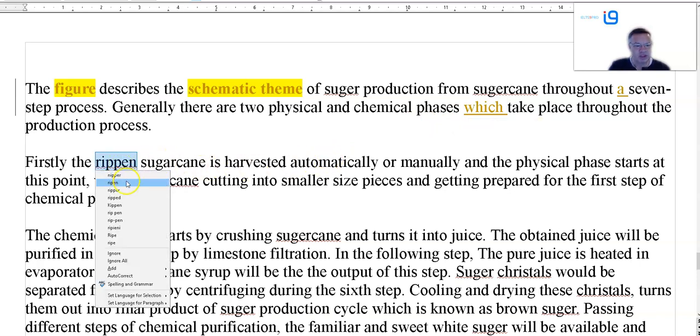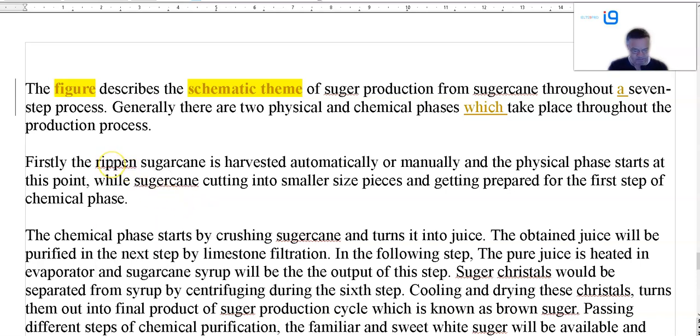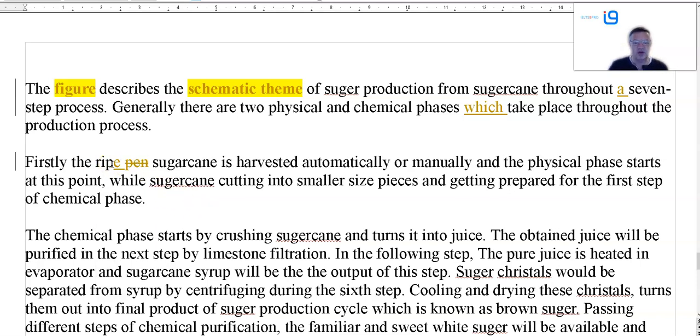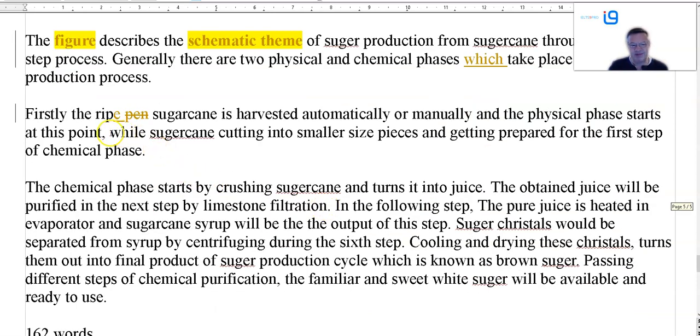First, suppose that you mean the ripened or ready for harvest sugar cane. The physical phase starts at this point, with sugar cane cutting. Sugar cane cutting, what? Being cut into small sized pieces. Well, it's not small sized. Getting prepared for the first step. It doesn't really show you that, does it?